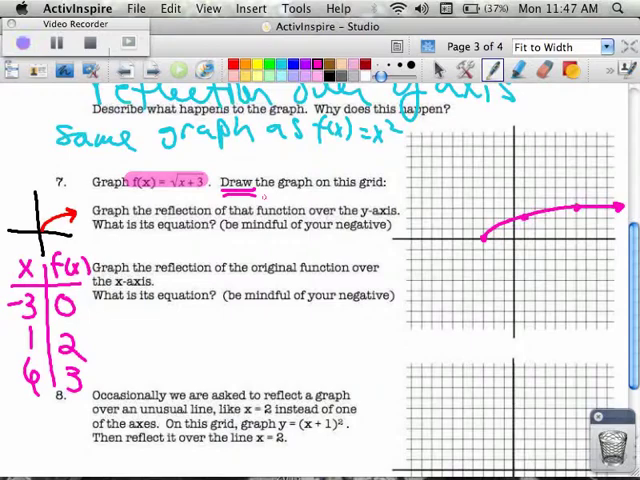Graph the reflection over the y-axis. So the y-axis is my mirror. I'm going to take that graph and flip it over the y-axis. So the point that was negative 3, 0 over the y-axis now becomes positive 3, 0. The point that was 1, 2 now becomes negative 1, 2. The point that was 6, 3 now becomes negative 6, 3. And then I draw my graph, and this is the reflection over the y-axis.